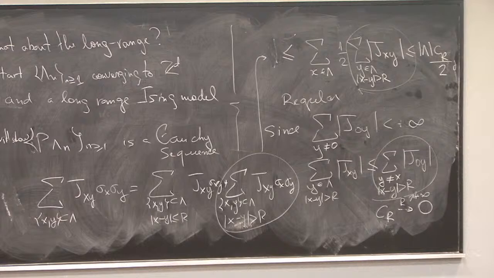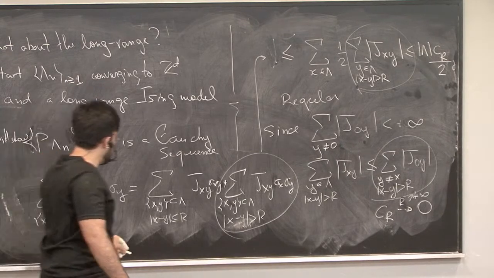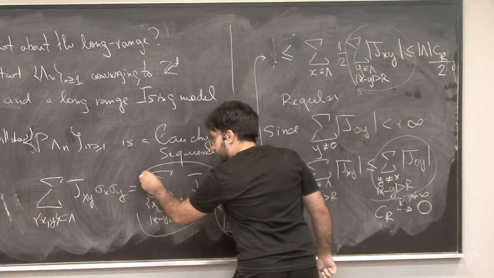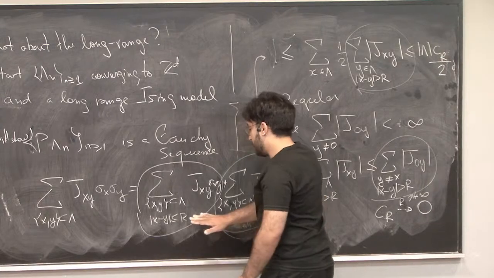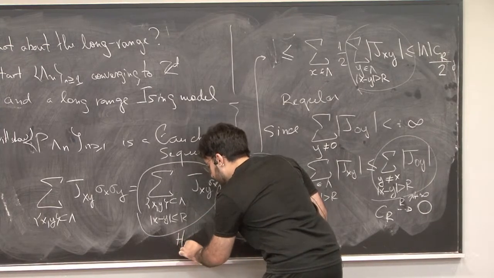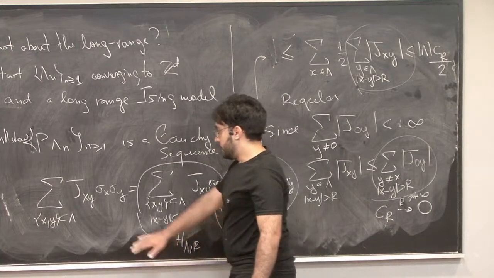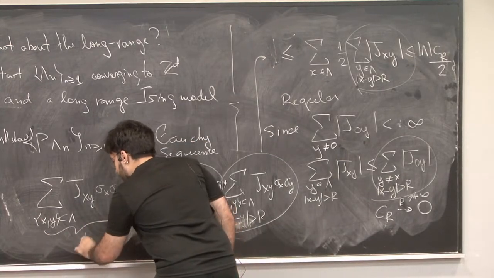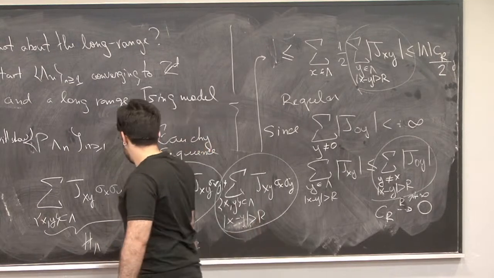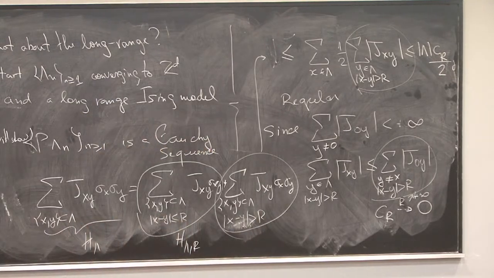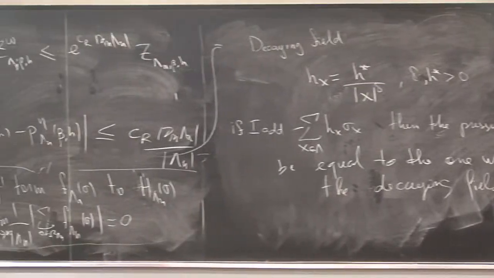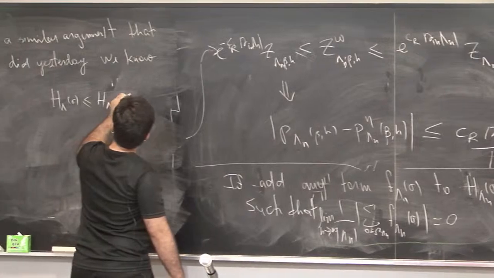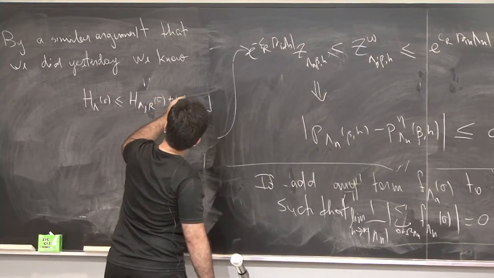Let us call this Hamiltonian here the short range approximation of the Hamiltonian. We say that the Hamiltonian with this part will be h lambda r, and the Hamiltonian with this part right here will be h lambda, the truncation. So what we did implies that h lambda sigma is less than h lambda r, lambda r sigma plus lambda CR.